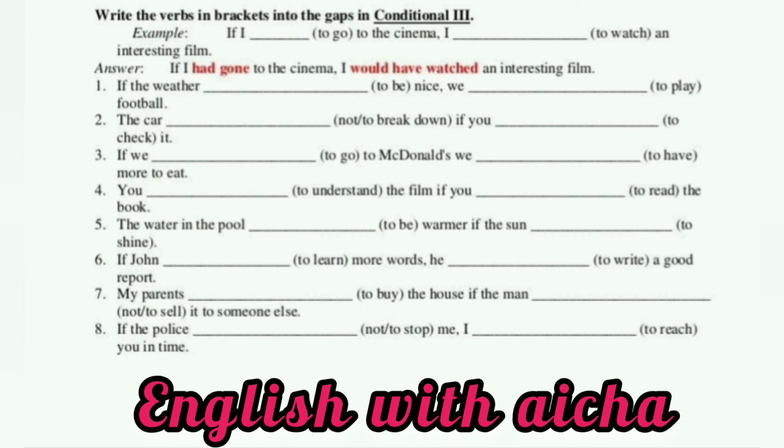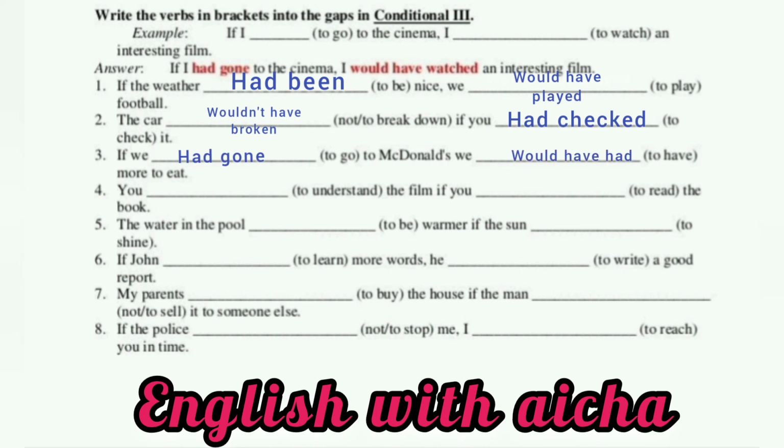بالنسبة لل third conditional we use the past perfect and would plus have plus the past participle. Then if the weather had been nice we would have played football. The car wouldn't have broken if you had checked it. Next, if we had gone to McDonald's, we would have had more to eat. Next, you would have understood the film if you had read the book. The water in the pool would have been warmer if the sun had shone.